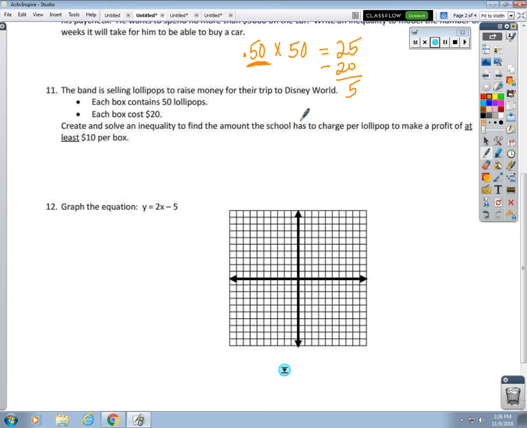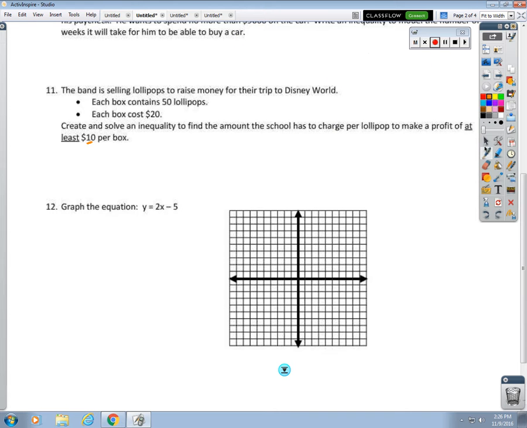Did nobody get the answer for this one? Okay, let's try 55. If you charge 55 cents per lollipop, and then you sell off 50 of them, how much money is made off of the 50 lollipops at 55 cents each? Okay, so that's how much money you made, but you've got to keep in mind you paid 20 bucks for that box. So doesn't that leave $7.50? Is that a profit of $10? No, so they've got to be even higher.